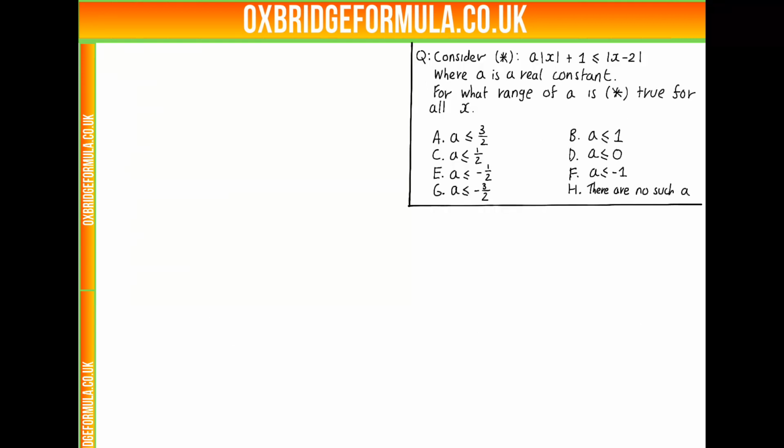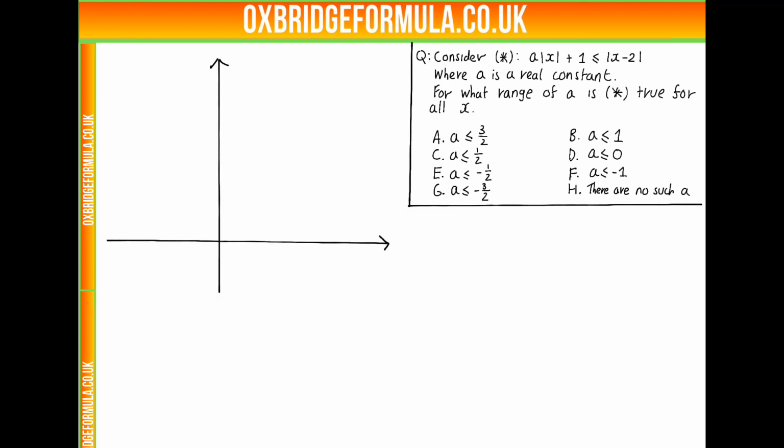So the first thing to think when seeing this question is draw a graph. Drawing a graph will make this much easier. So what we're going to do is draw the right hand side and the left hand side for various values of a, or imagine what it looks like for various values of a, and then compare the graphs and hopefully come up with a conclusion.